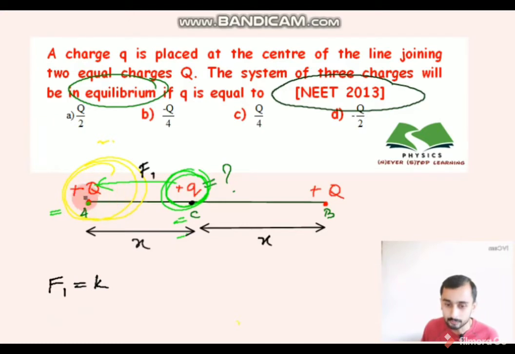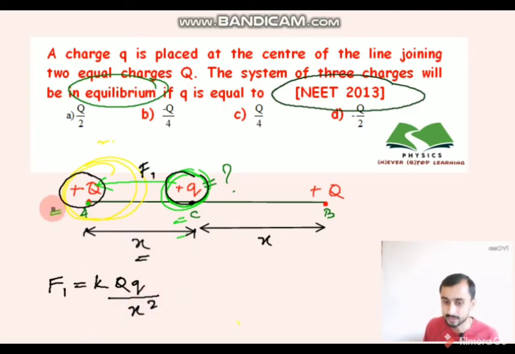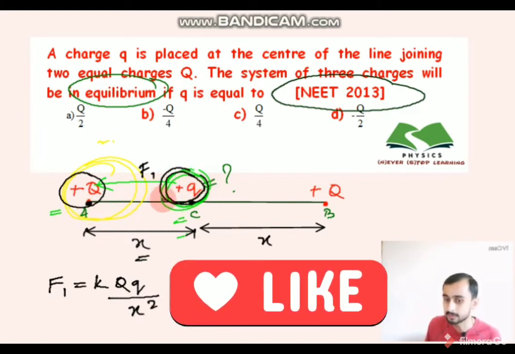One charge is plus Q and another charge is plus small q. So Q1 Q2 means capital Q, small q, Q1 Q2 divided by r square. R square means distance of separation. So what is the distance of separation here? That is x, so x square. So that is one force acting on the charge at A, due to this particular charge.